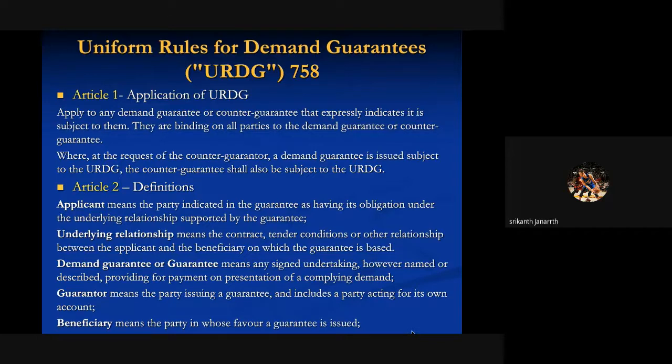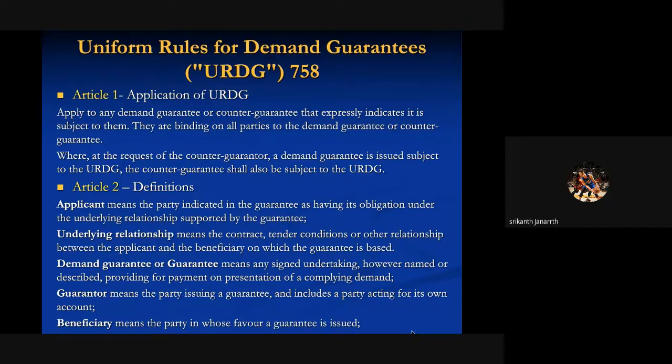The definitions are given in Article 2. Applicant means this is the guy who has to have the commitment to give the guarantee to the other person. Applicant means the party indicated in the guarantee as having the obligation. This is the guy who has to deliver. He is the applicant, with the obligation under the underlying relationship supported by the guarantee. So he is the guy to meet the obligation.